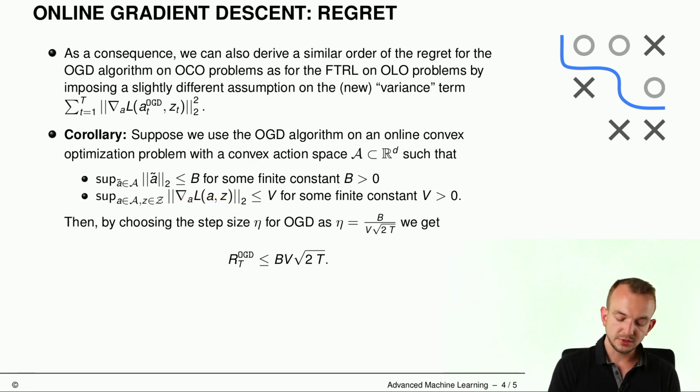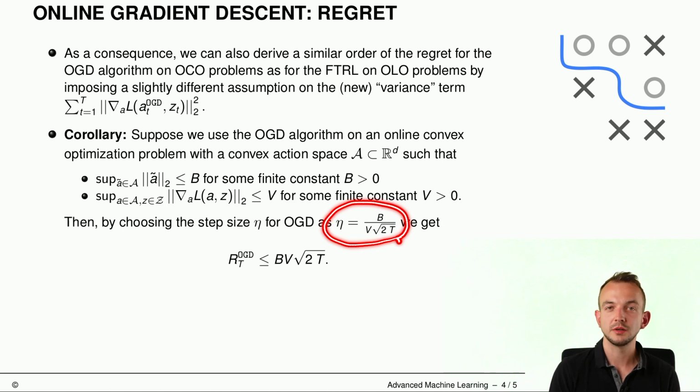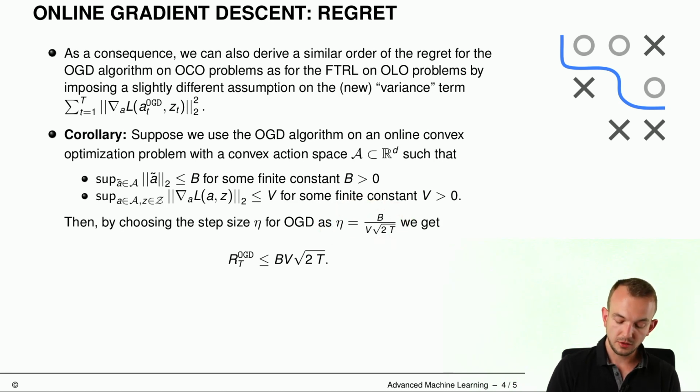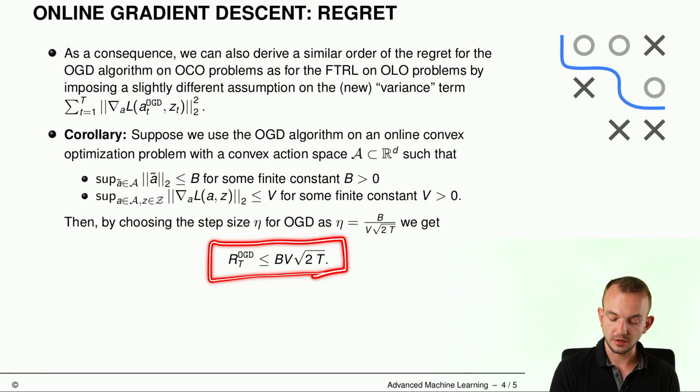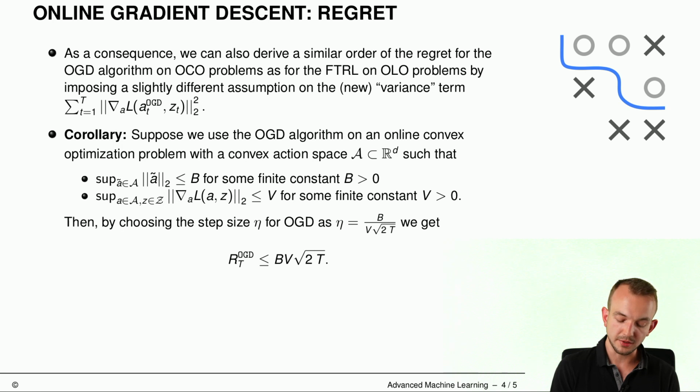And then if we choose as the step size eta for the online gradient descent more or less the same step size we had before for the follow the regularized leader algorithm, we get a bound on the regret with respect to the best action in hindsight. So you don't see here an a tilde anymore. So this means that we are competing with the best action in hindsight. And this regret is bounded by this constant b times the constant v multiplied with square root 2 and multiplied with the square root of T.